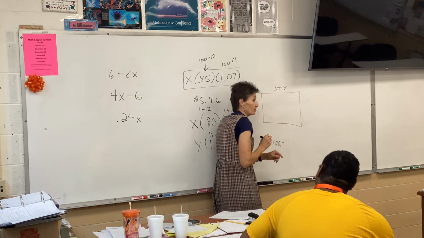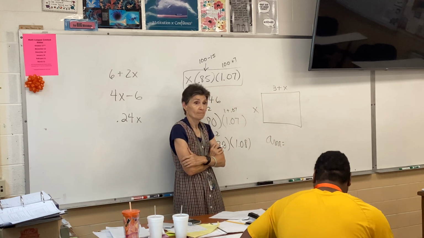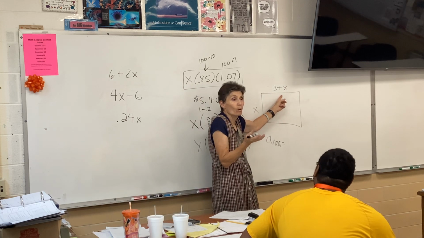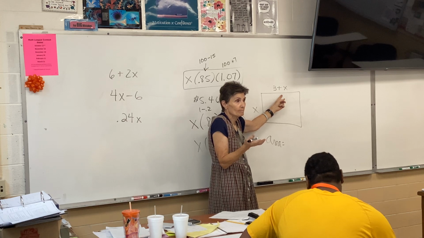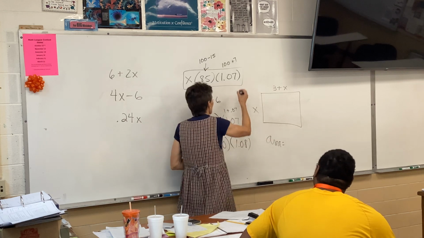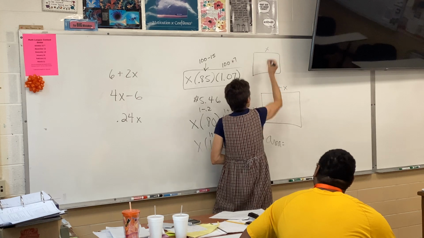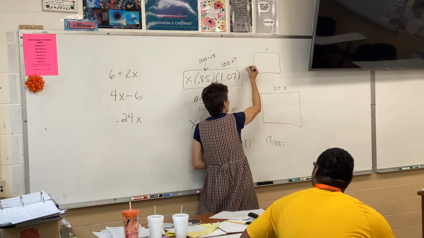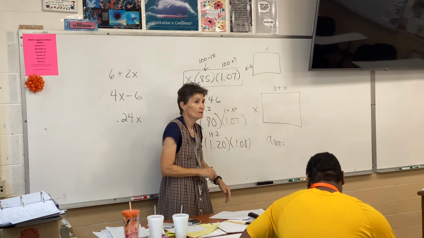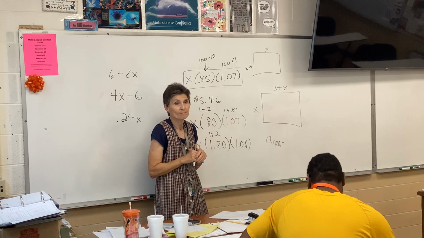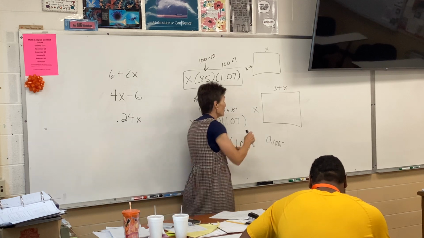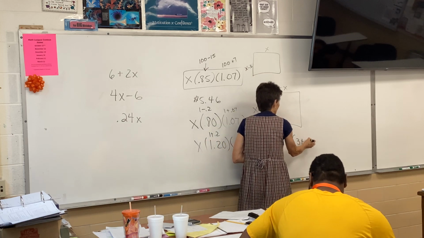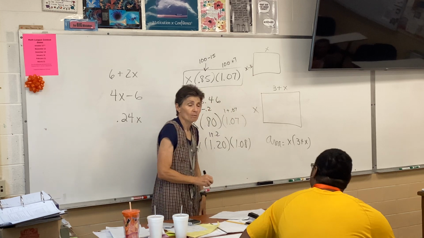Isn't the length 3 more than the width? So if you call this X, then that's gonna be 3 more than it. Now, you could have also called this X, and then what would this be? X minus 3. That would be perfectly okay too. You would get the same answer in the problem. How do I find the area? Length times width. So there you go. That would be your setup.